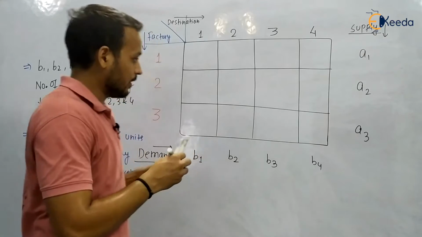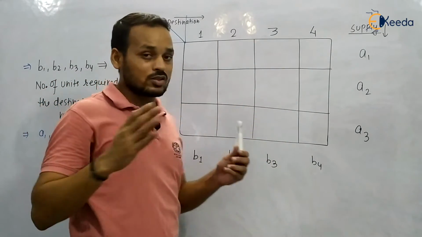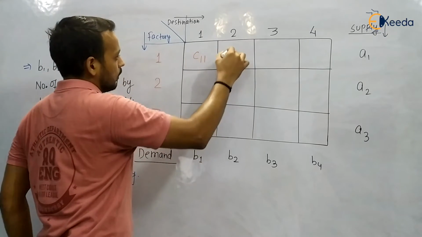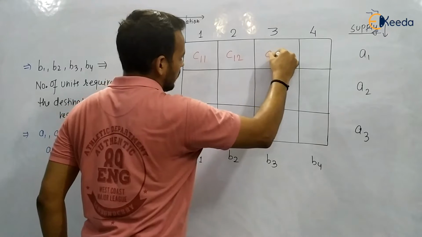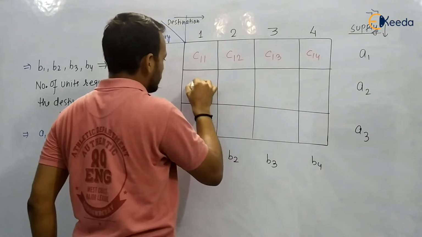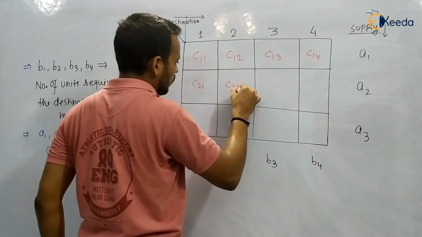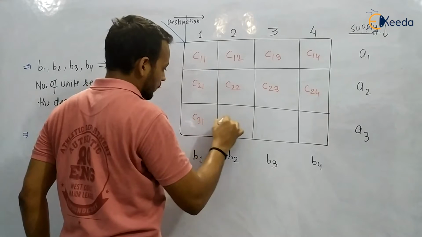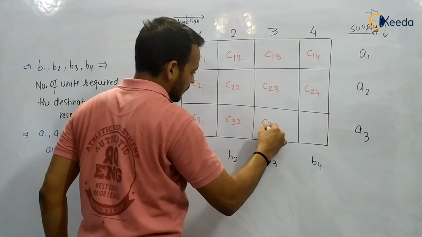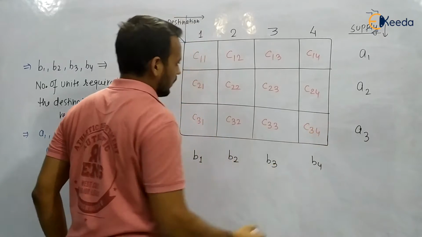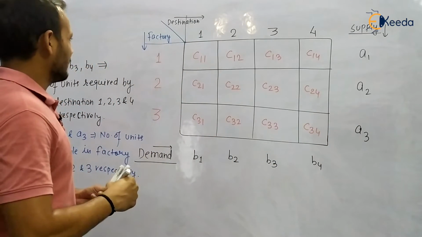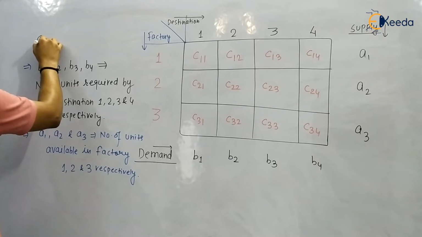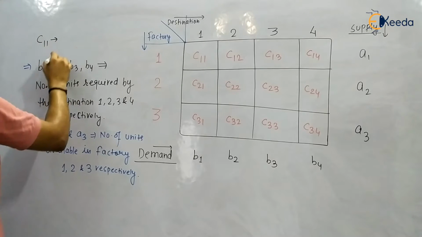And this matrix is known as the cost cell matrix. How? Here it is written C11, this is C12, this is C13, C14, this is C21, C22, C23, and C24. This is C31, C32, C33, and C34. So what is this C? This C11 denotes cost per unit.